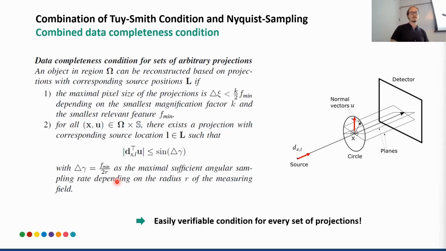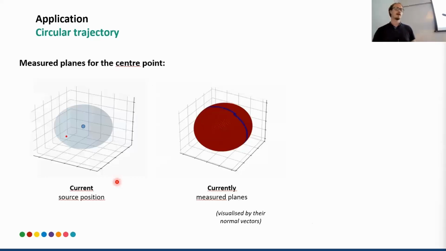So let's try. First of all, I start with something very simple. I want to show a circular trajectory. But first, the red dot corresponds to the current source position. The blue dot here is the region of interest. Here it's in the center. And with this X-ray, we measure planes whose normal vectors are perpendicular to this direction. So we get this circle visualized by the normal vectors.